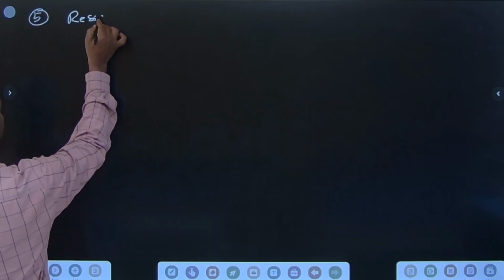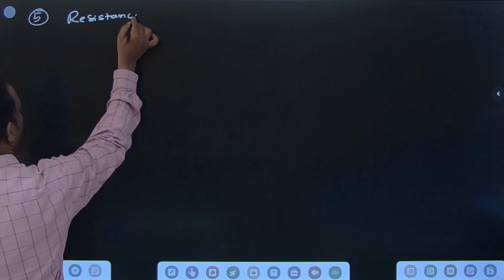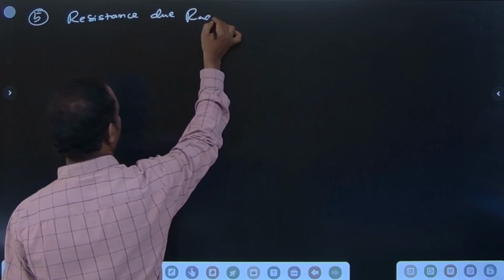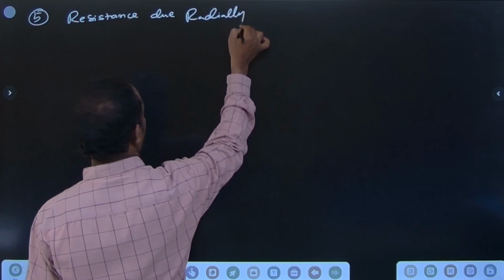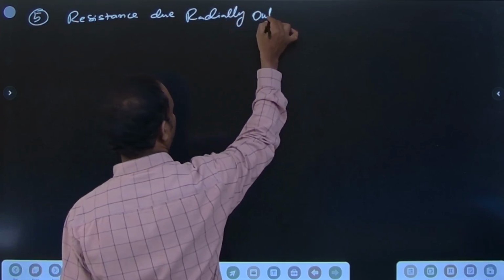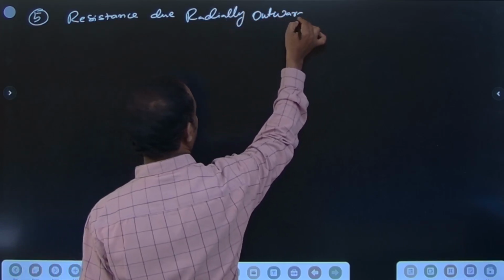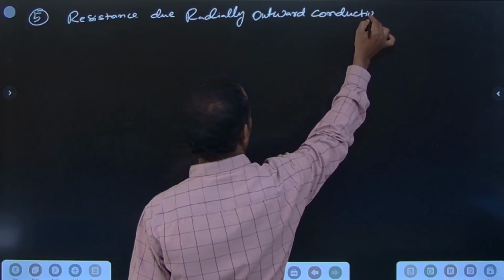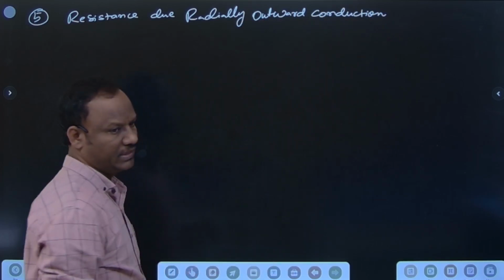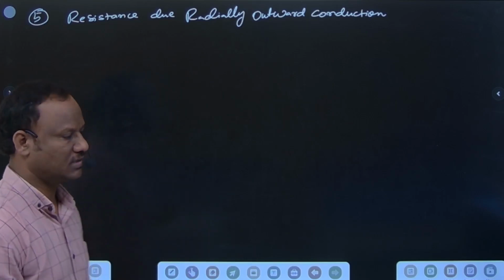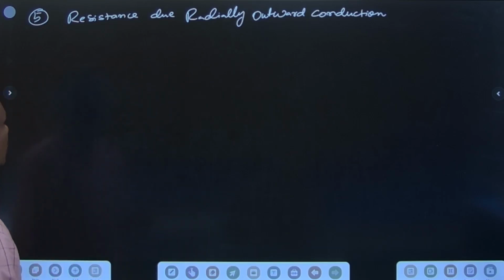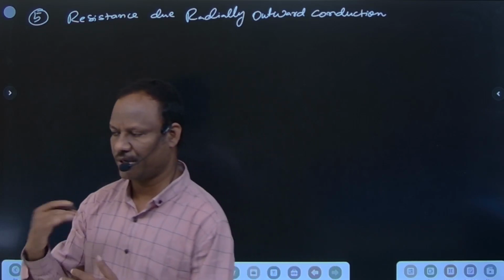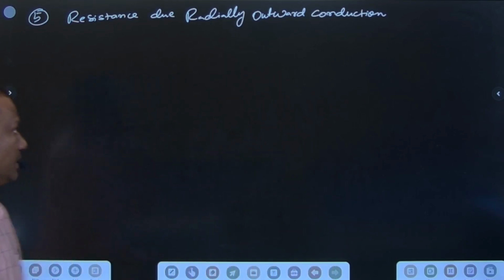Resistance due to radially outward conduction. Here one thing we need to remember: rho remains constant. Rho may change from point to point in general, but here it remains constant.